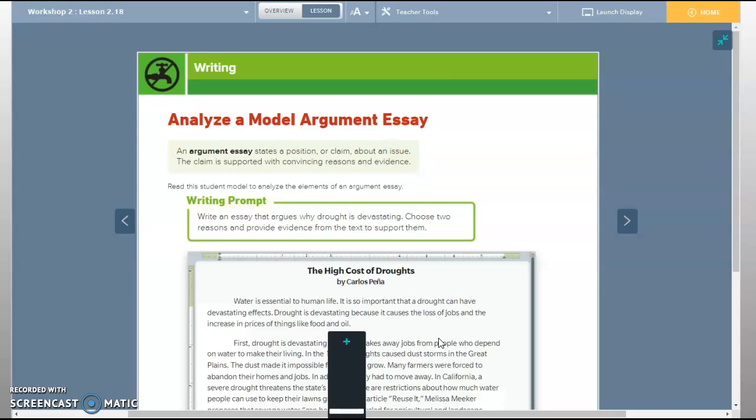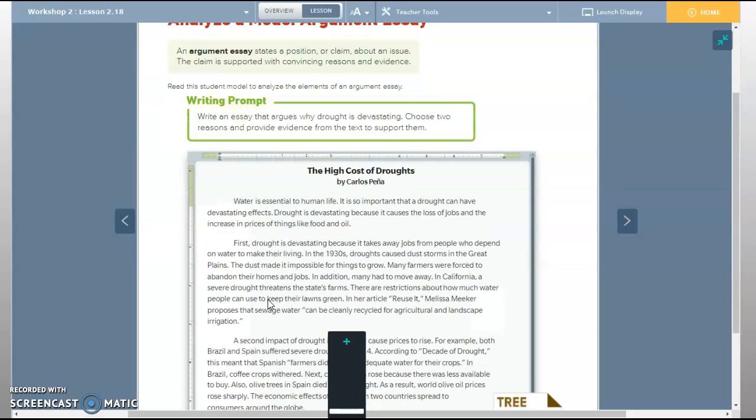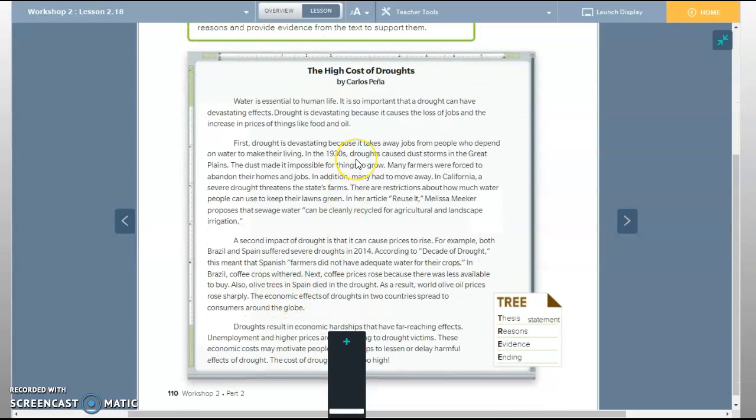So they were supposed to write an essay that argued why droughts can be devastating. Choose two reasons and provide evidence. This is called The High Cost of Droughts by Carlos Pena. Water is essential to human life. It is so important that a drought can have devastating effects. Drought is devastating because it causes the loss of jobs and the increase in prices of things like food and oil. First, drought is devastating because it takes away jobs from people who depend on water to make their living.